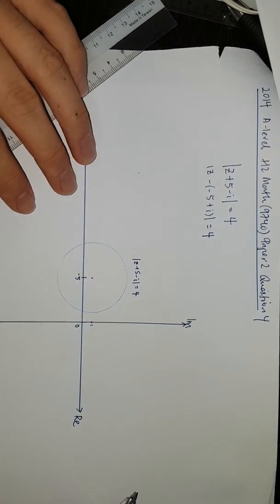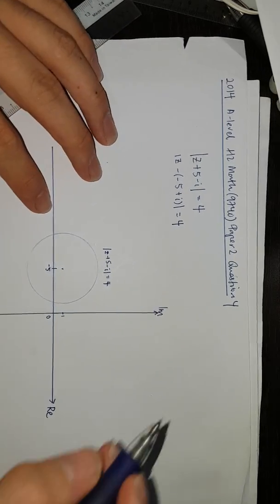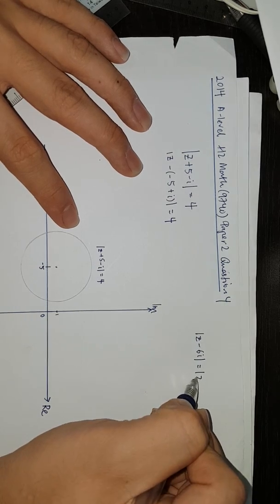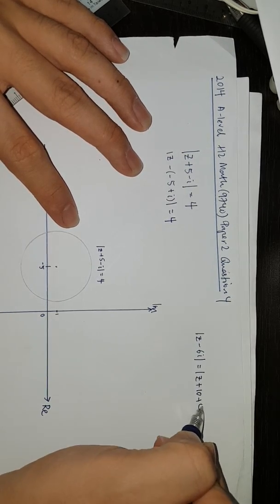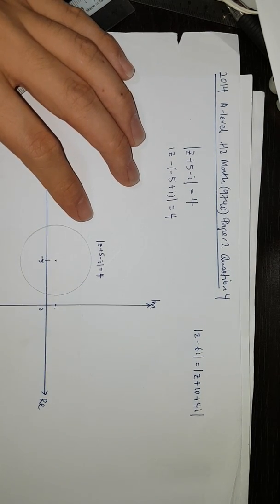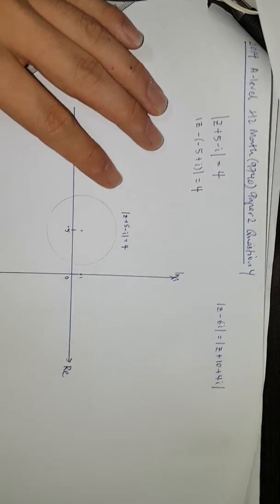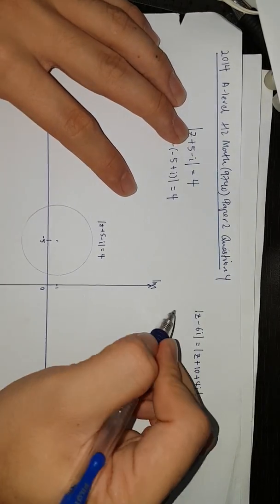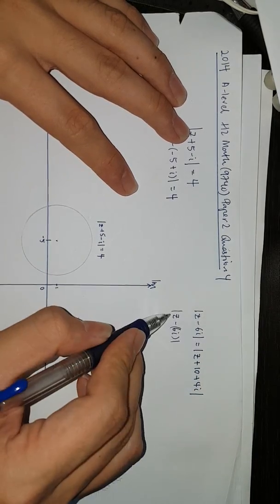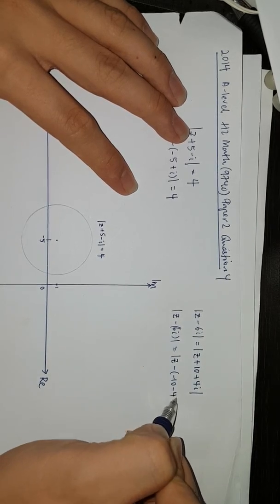Now, second part, this complex number z also satisfies this expression: modulus of z minus 6i equals modulus of z plus 10 plus 4i. Now you're asked to find the exact possible values of z, giving the answer in the form of x plus iy. Okay, that's the question given. Now this is actually a perpendicular bisector from z to 6i and z to -10, -4i.